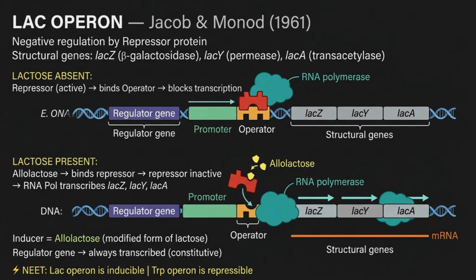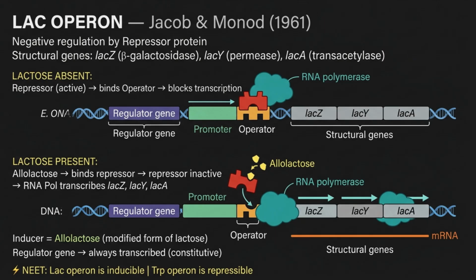When lactose is absent, the repressor protein is active. It binds to the operator and blocks RNA polymerase from transcribing the structural genes. When lactose is present in the medium, it gets converted to allolactose, the true inducer. Allolactose binds to the repressor, changes its shape, and the repressor falls off the operator. RNA polymerase can now transcribe the structural genes, making the enzymes needed to digest lactose.